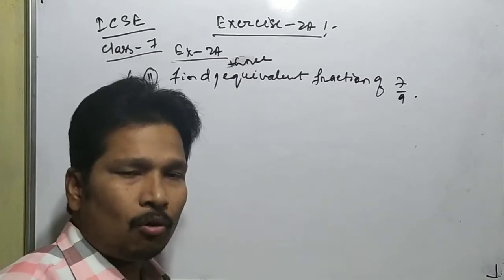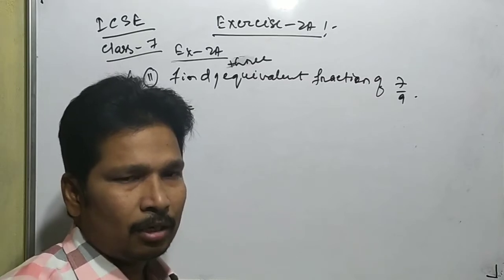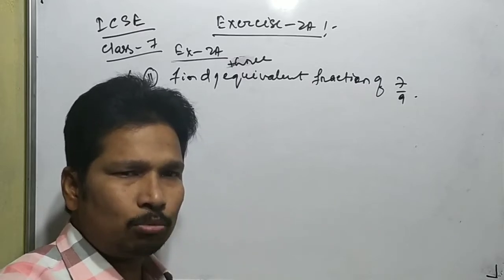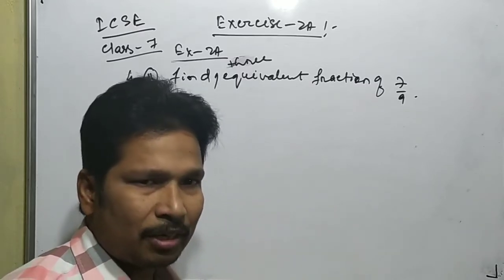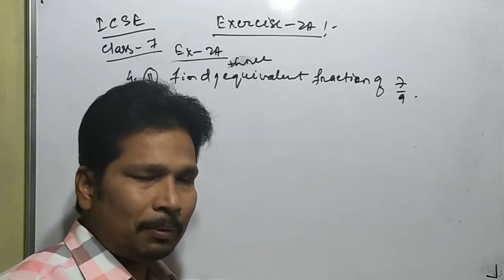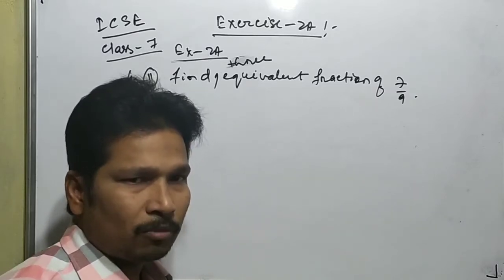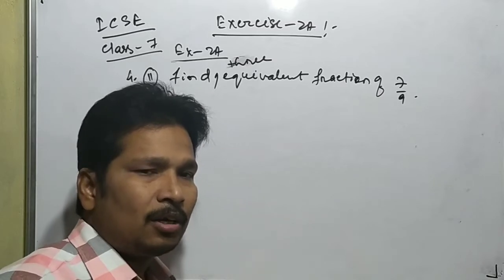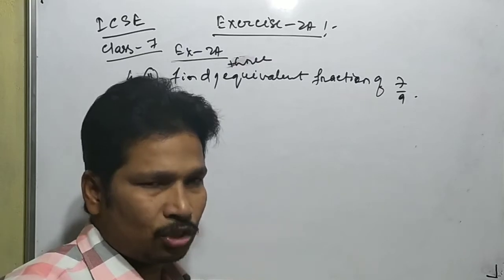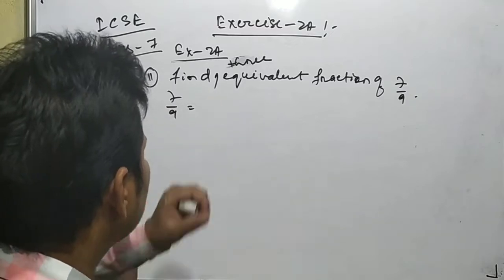What we have to do? We have to just multiply any number with the denominator and the same number with the numerator. The condition is that we have to multiply the same number with the numerator and denominator. If we multiply the numerator by 3, then we have to multiply the denominator also by 3. We can't multiply the numerator by 3 and the denominator by any other number, like 4 or 5 or 6. That is not possible.